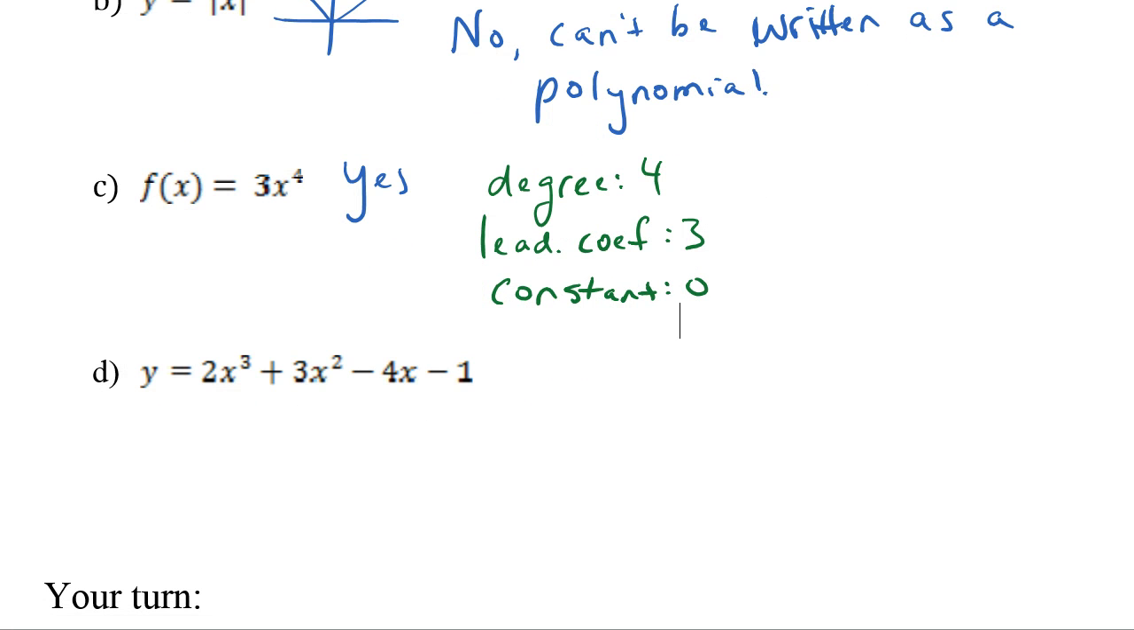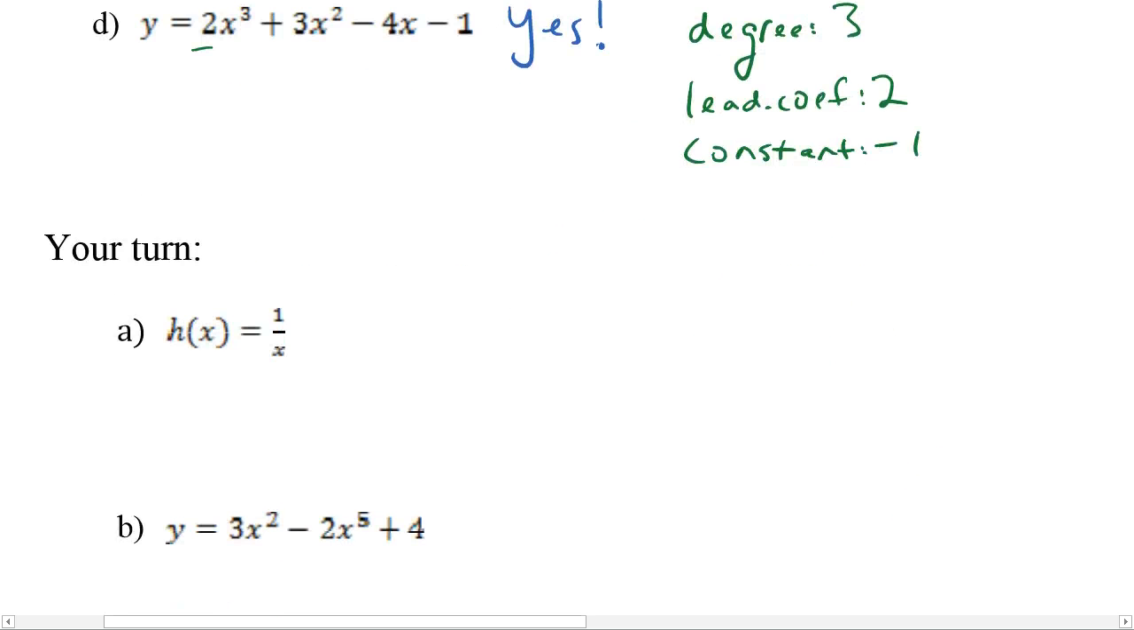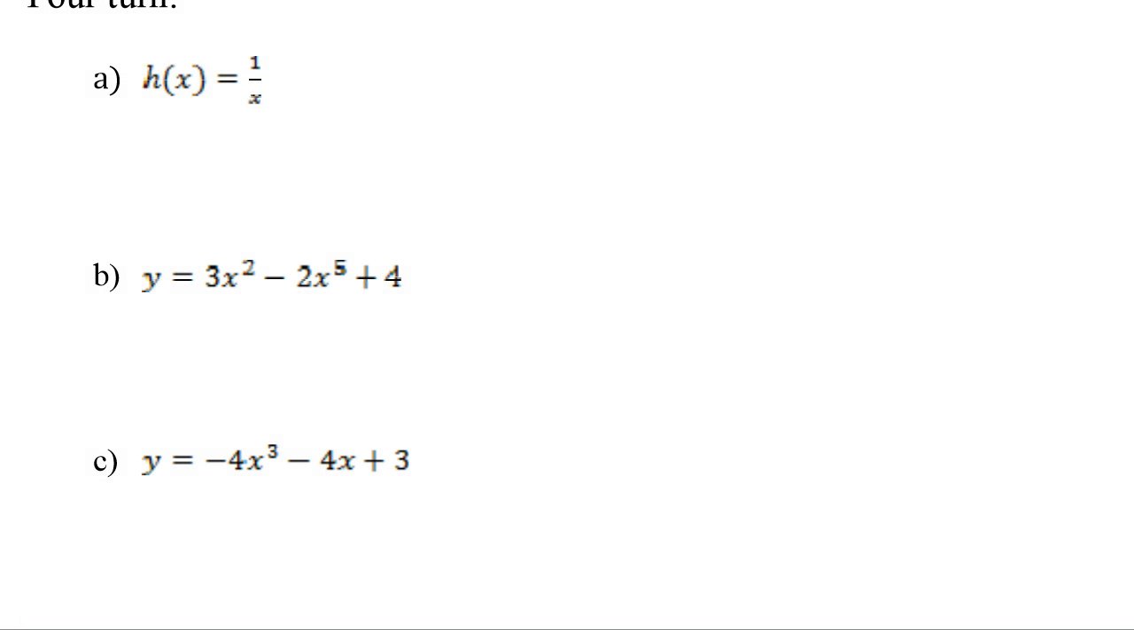Okay, how about the letter Y? Sure, that looks like it is. I'll put it as blue again. Yes, I'll even give it an exclamation mark. And so the degree here is 3. The leading coefficient is 2. The constant is -1.